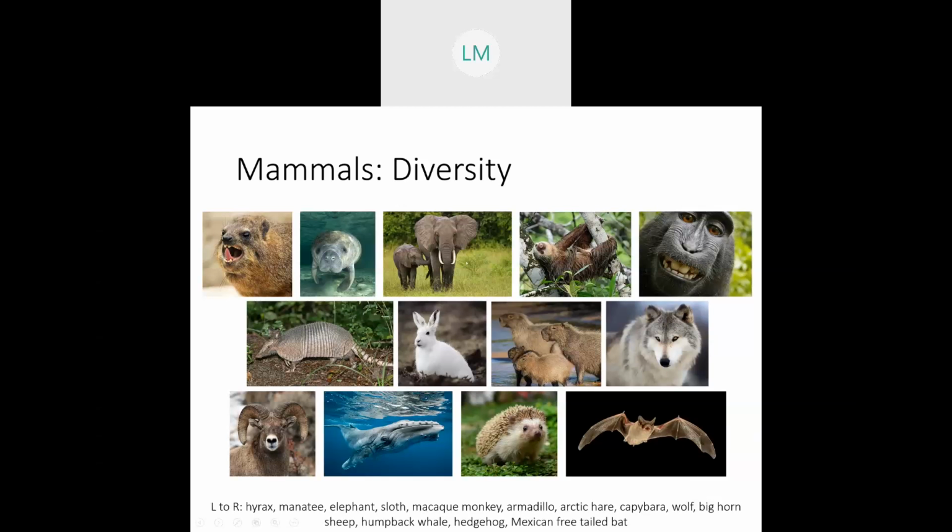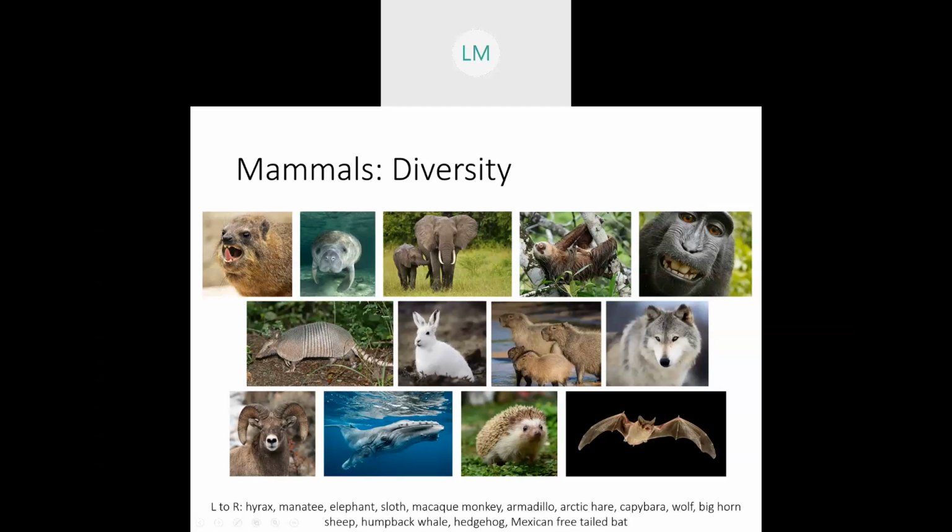So we've got an elephant up here. This is a manatee, and this is a hyrax. I put this hyrax in here because this is actually really closely related to the elephant, which I just think is super fascinating. And these manatees are also pretty closely related to the elephant. So these are all pretty closely related groups here.